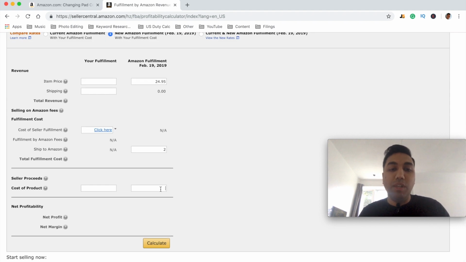Now, we want to know how much it actually costs to buy this product. So when you get in contact with your suppliers, you will get the price that you're ideally looking for. You'd negotiate for the best price possible, and then you'd put that price in the cost of product section over here within the Amazon FBA calculator. Now let's take for example that the product costs $5. So then all you would do is you would hit the calculate button.